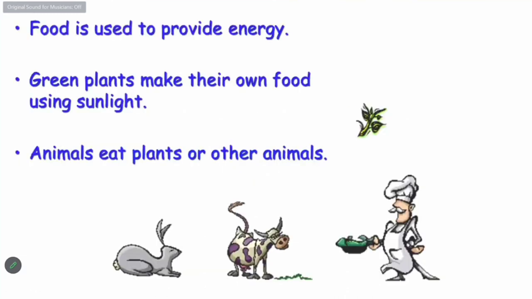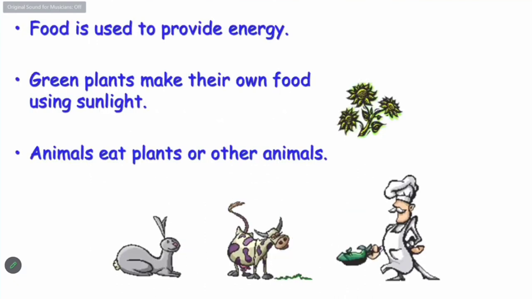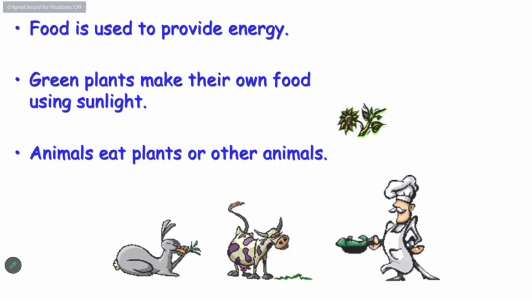So we can say that food is used by living organisms to provide energy, and green plants make their own food using sunlight by the process of photosynthesis. Animals eat plants or other animals. So we people come under the category of the heterotrophic mode of nutrition. The autotrophic mode of nutrition is shown by green plants, whereas the heterotrophic mode of nutrition, where animals usually depend on plants or other animals for their food, is known as heterotrophic nutrition.